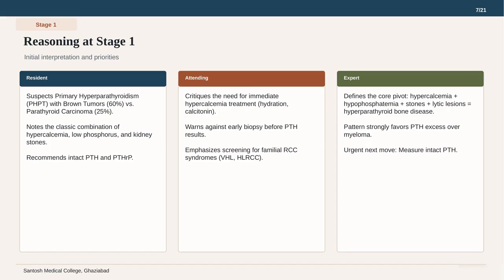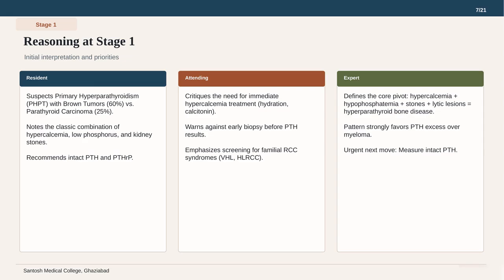The attending in the brown box focuses on immediate management, emphasizing hydration and calcitonin for the hypercalcemic crisis while warning against an early biopsy before parathyroid hormone results are back. They also suggest screening for familial renal cell carcinoma syndromes like VHL or HLRCC.